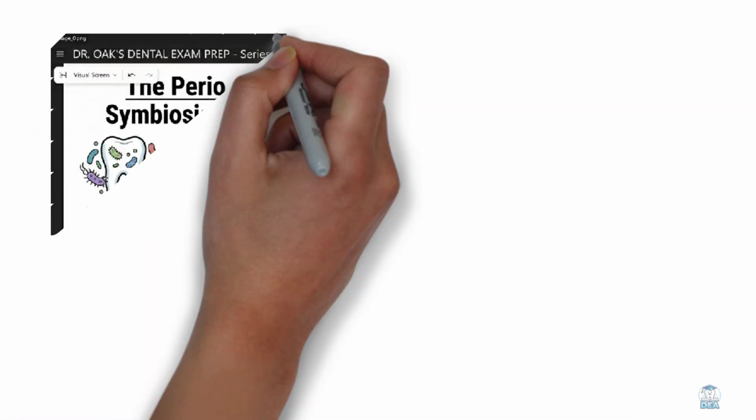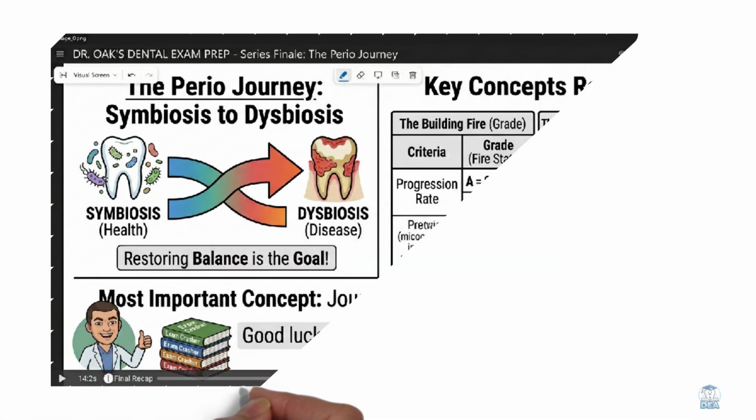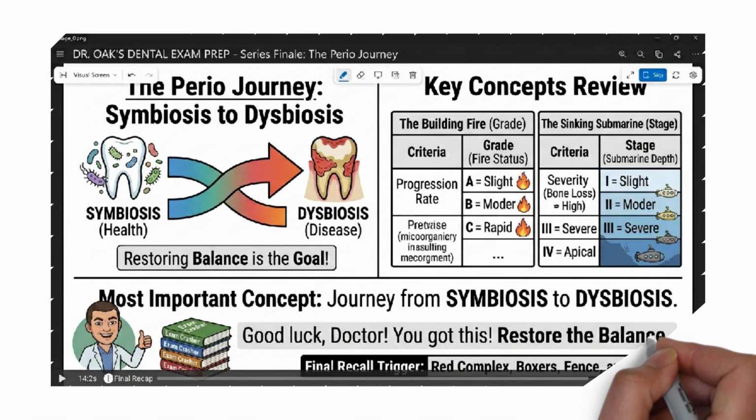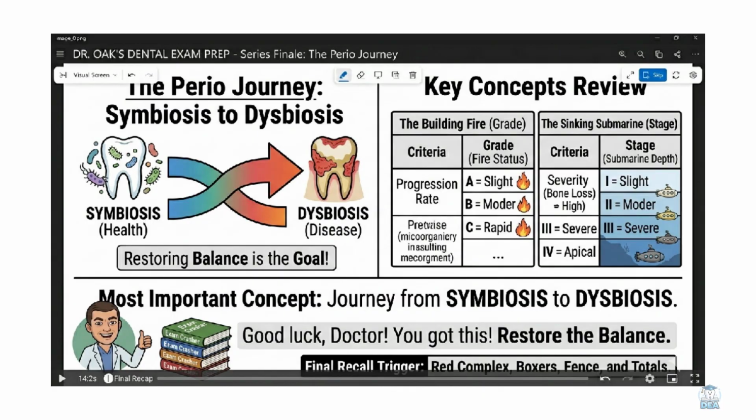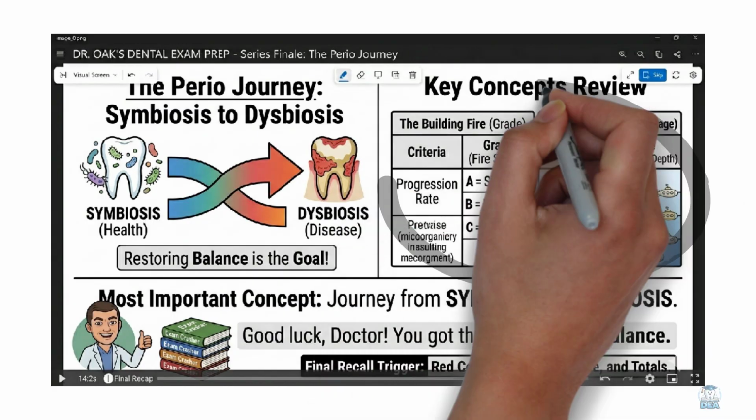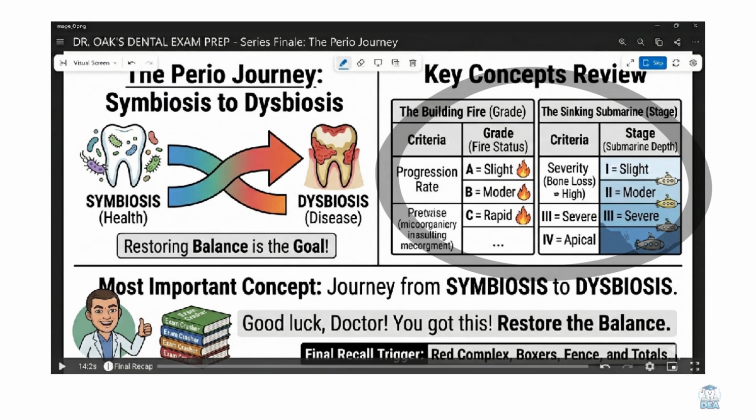The most important thing to remember? Periodontal disease is a journey from symbiosis to dysbiosis. Your job is to restore that balance. Review your building fire and sinking submarine tables one last time, and you'll crush that exam. Good luck, doctor.